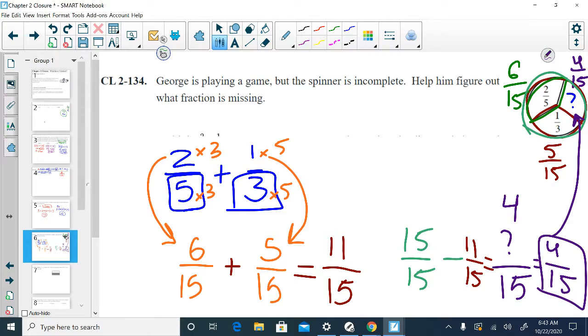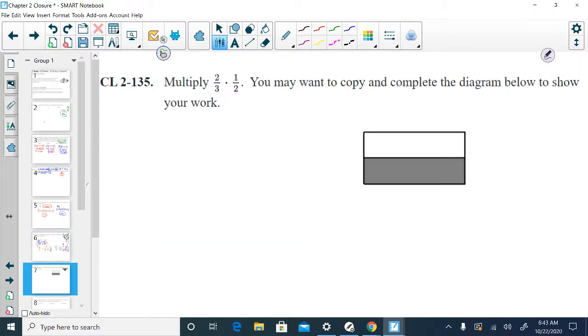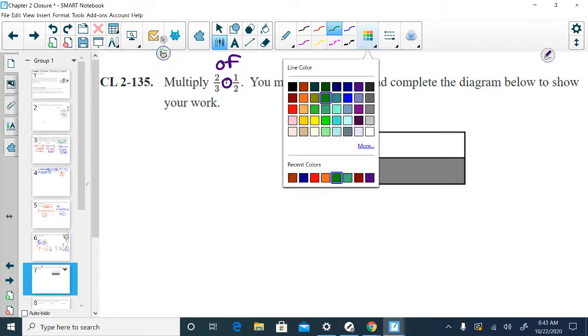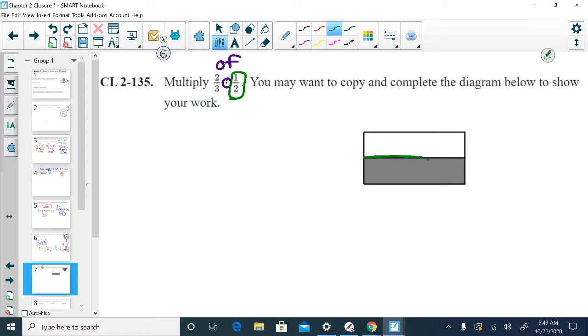All right. Moving on to the next problem here. Multiply 2/3 by 1/2. You may want to copy and complete the diagram below to show your work. Well, it actually has done the first step for us. Because when we're multiplying fractions, we can think of this multiplication symbol as the word of. So you're taking 2/3 of 1/2. Since we're taking of 1/2, here we are starting with 1/2. And that's what we see here in our drawing. This has been divided into 1/2, and this half has actually been shaded.